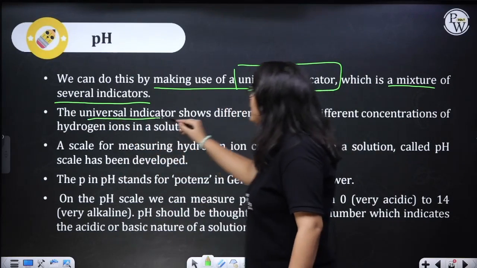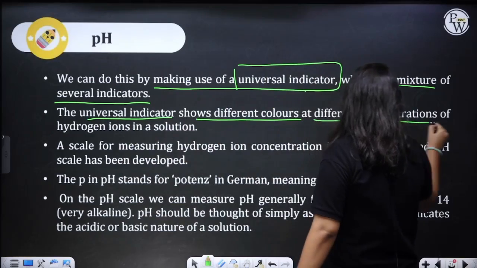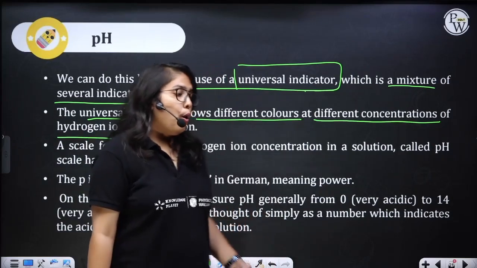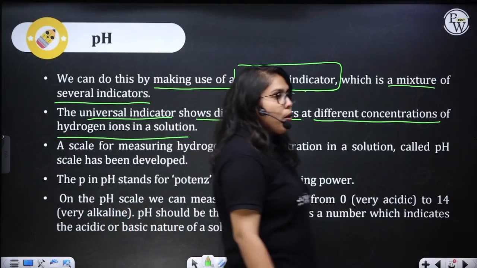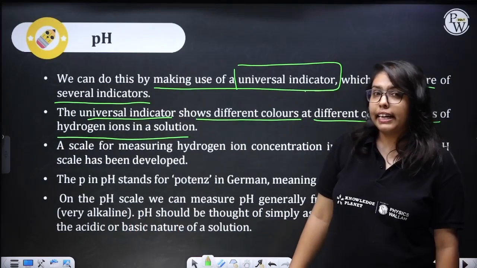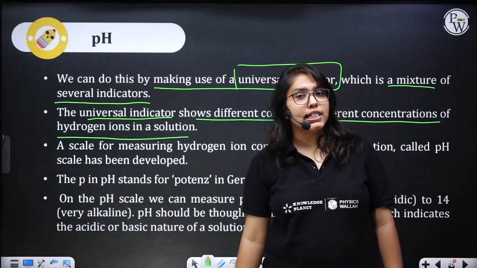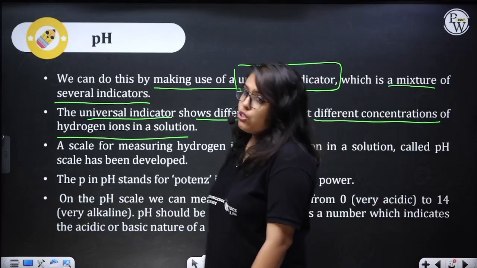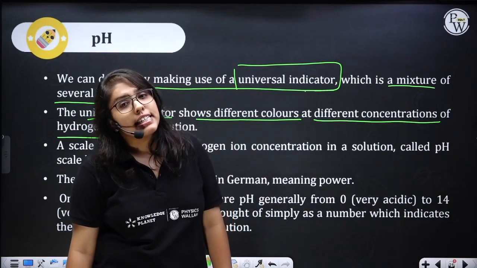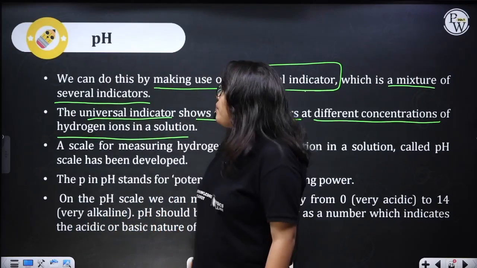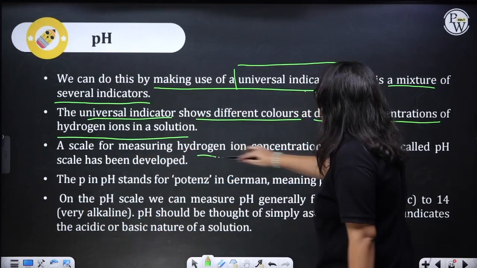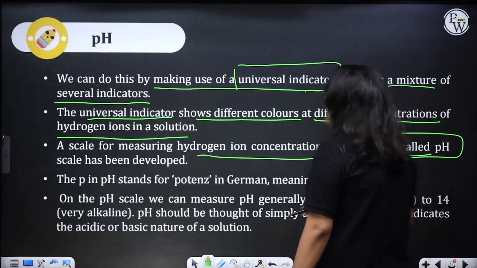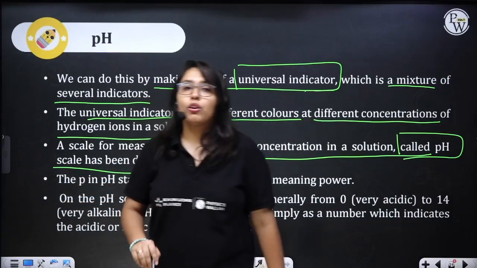And this universal indicator shows different colors at different concentrations of hydrogen ions. More is the concentration, concentrated acid. Less is the concentration, dilute acid. More is the dissociation, strong acid. Less is the dissociation, weak acid. Alright, so a scale for measuring hydrogen ion concentration in a solution, called pH, was developed.